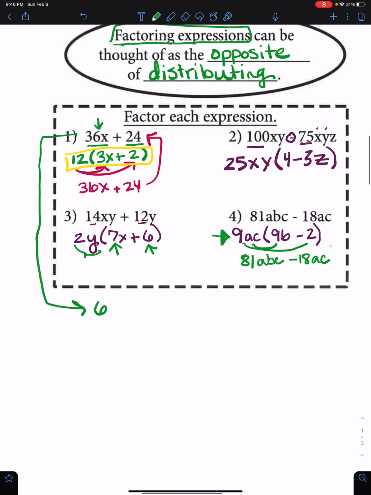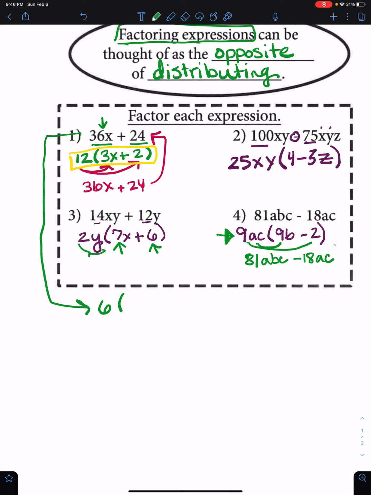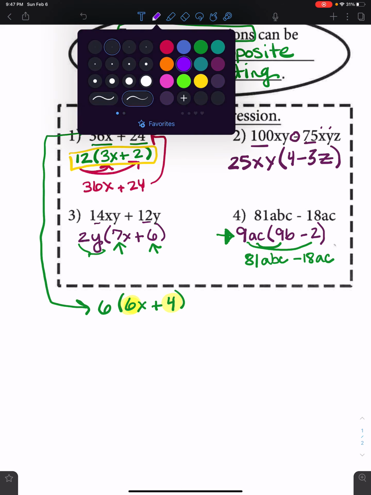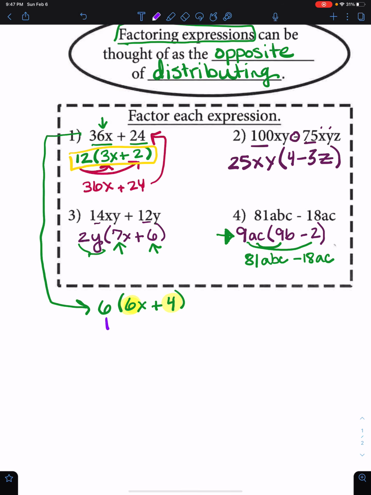So let's say you took out a 6. You would have to multiply 6 times 6x to get the 36, and you'd multiply 6 times 4 to get the 24. So when you look inside the parentheses here, if these terms have a common factor, in this case 2, then that means the number you put in front of the parentheses was a common factor, but not the greatest common factor. It means you could have taken out something bigger, which is your goal when you're factoring expressions.